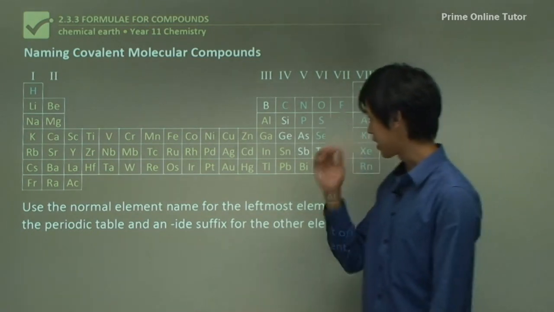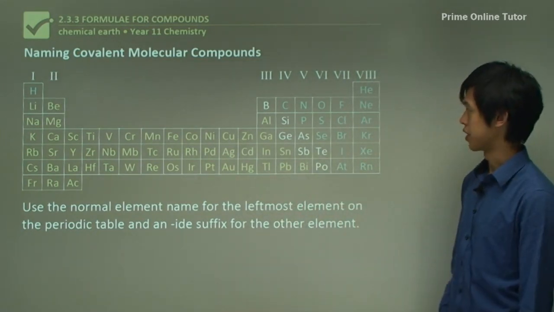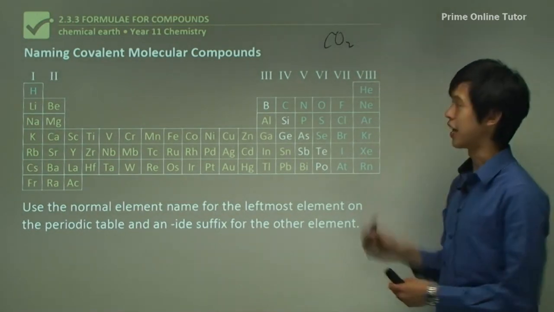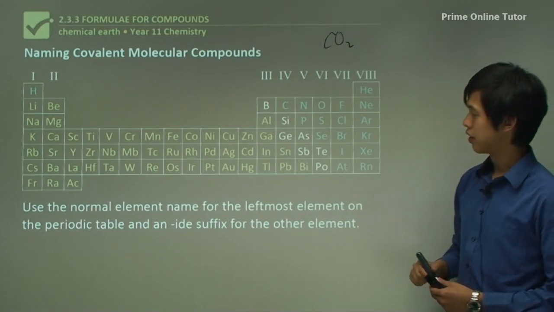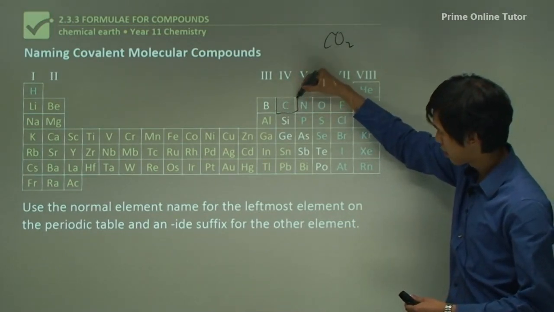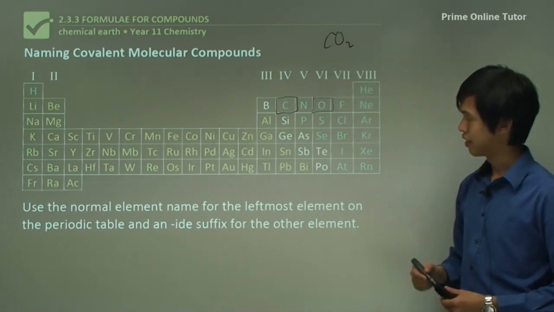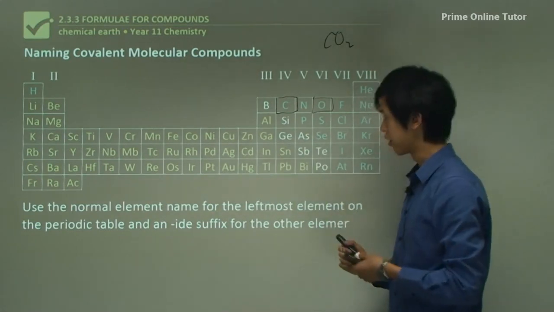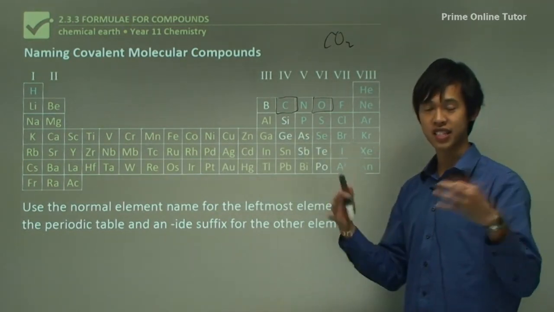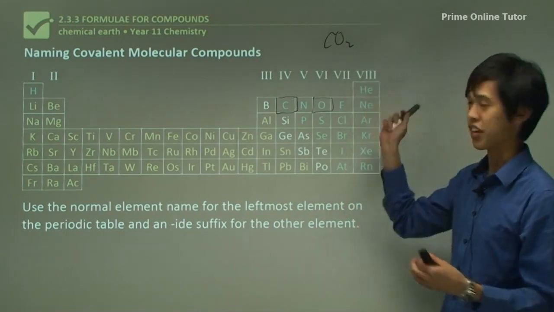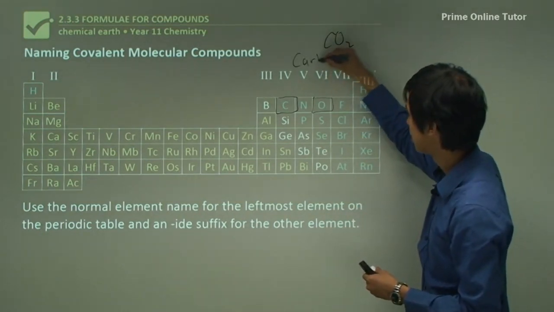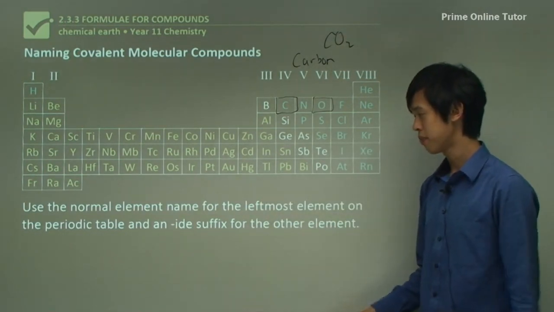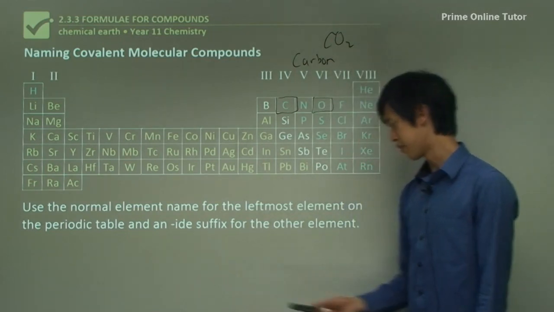So if we were to deal with, say, why don't we go with carbon dioxide, okay, CO2. We know that's a covalent molecular compound. So you can see carbon is here, and oxygen is here. And you can see carbon is further to the left than oxygen. So we just use its name as the first part of our compound name. So we have carbon here. So you use the normal element name for the leftmost element on the periodic table, and an "-ide" suffix for the other element.